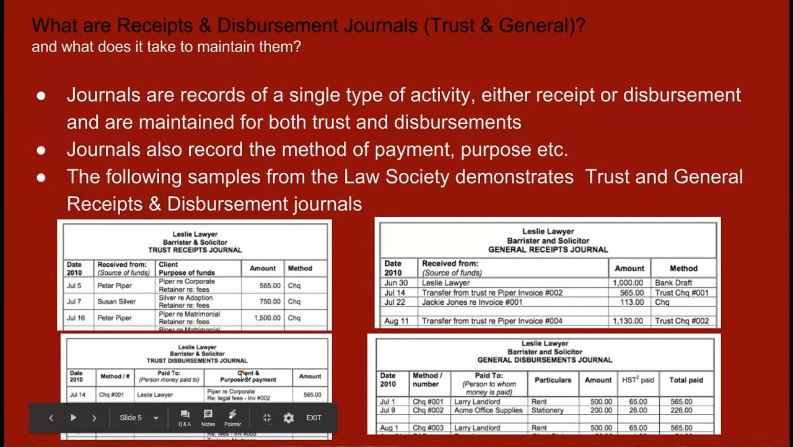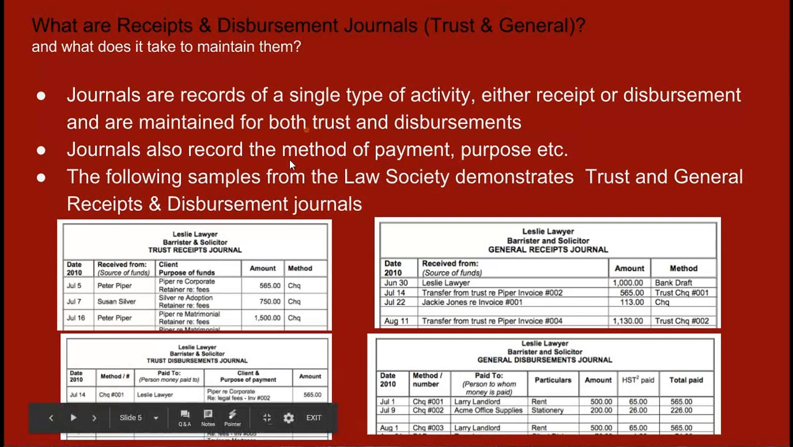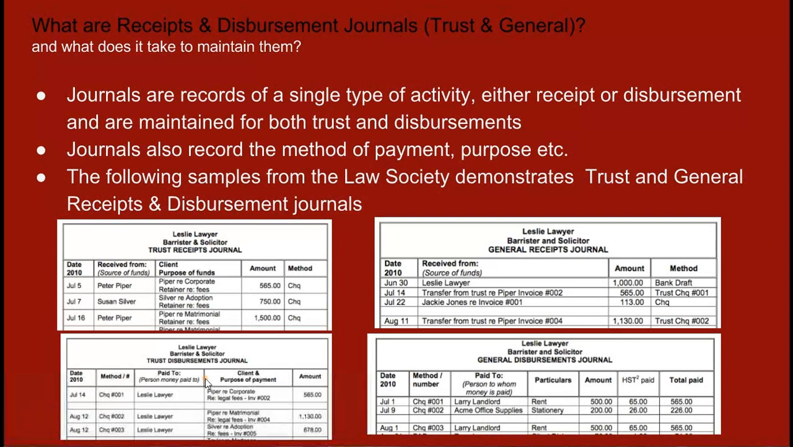Very important. Method: this is really the disbursement journal, not the receipt. The disbursement journal talks about the date. Perfect. The method, you've got that. You've got a check. In fact, you've got a check number. Even better. Who was it paid to? Obviously, it's paid to the individual legal professional. In this case, it's Leslie Lawyer.